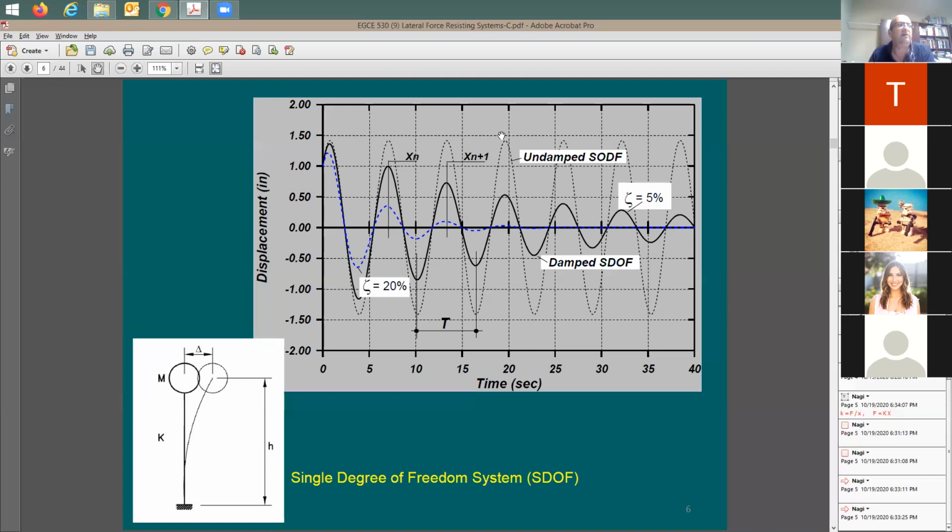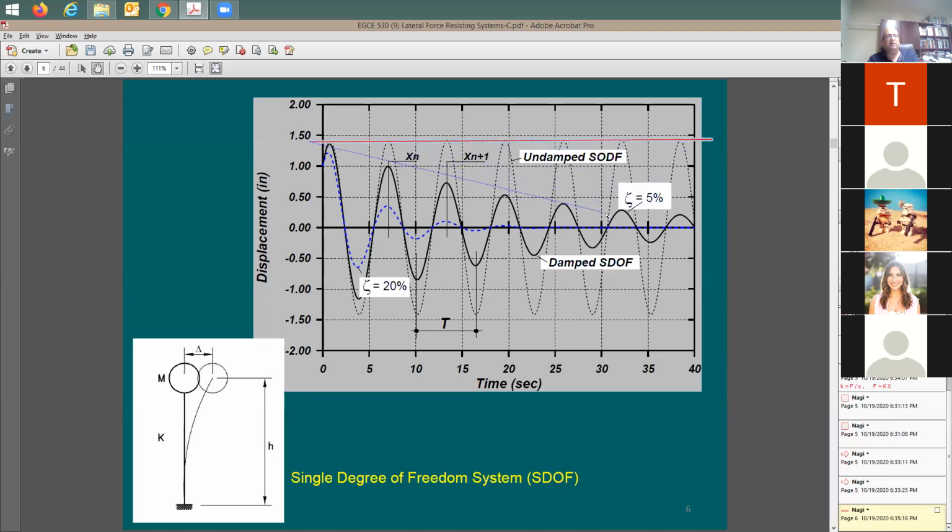And look at this dashed line. There is no reduction in the amplitude. Look at this, it just goes flat. The reason it goes flat is because there is no damping. And we have gone through this already in the vibration analysis. Now I'm going to add some damping and see what happens.